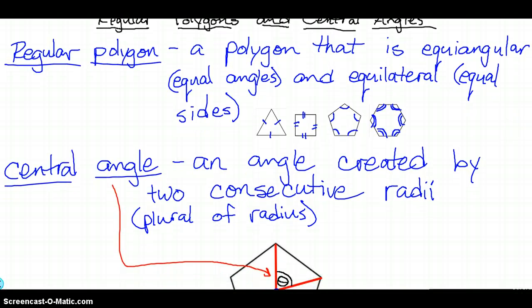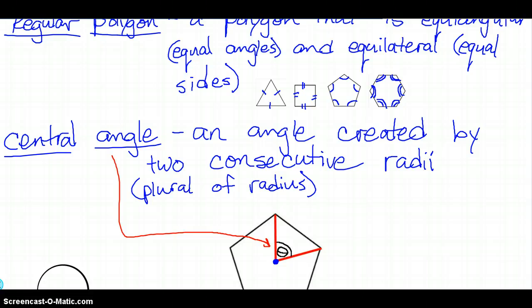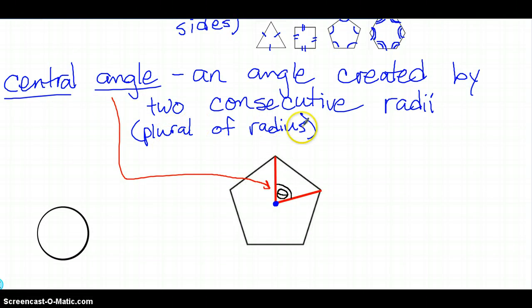So the central angle is formed if we take two consecutive radii, and radii is just the plural of radius. What I mean by that is we go from a vertex or corner, so that's this right here, to the center of the polygon. This is blue right here. So this is our vertex, this is our center. I've drawn one here. Well, the next one would either be this one over here or the one that I've already drawn for us here.